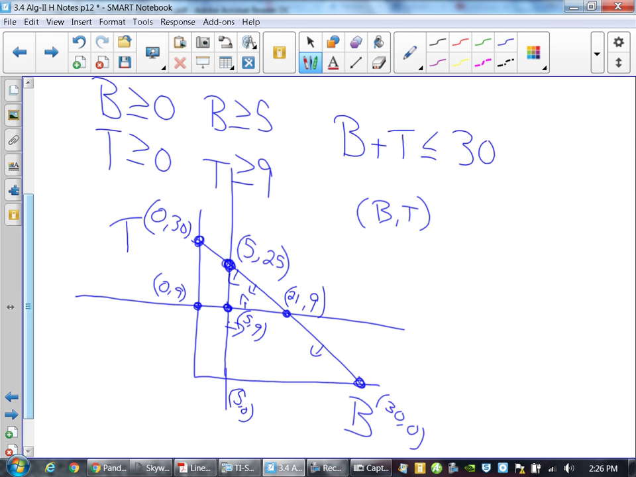Oh, so it tells you B and T is how many seats you should sell, and the max is 5 and 25. I don't know if it is or not, because you have your 3 values to substitute in for the objective. If you do the math, you have 3 of them to check: 5 and 25, 5 and 9, and 21 and 9.